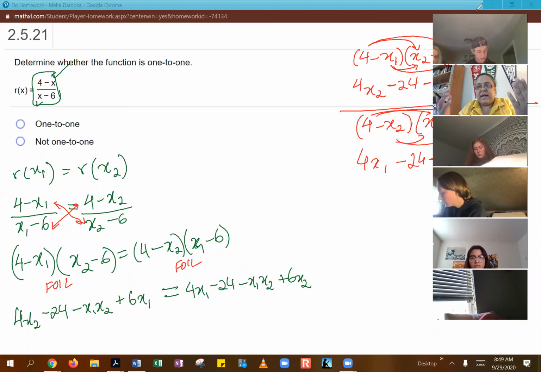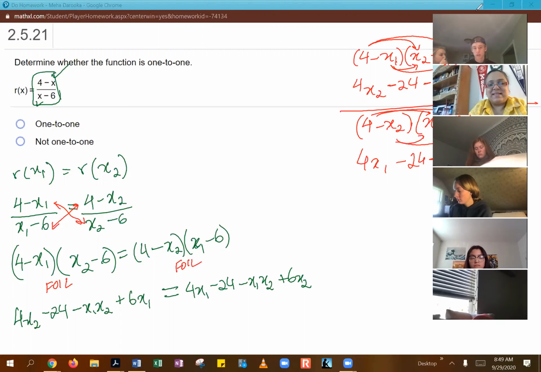So FOIL each side, and now what are you going to do? What do we need to do to simplify this further? Add like terms together. Yeah, very nice, Michelle. Exactly. We want to try and bring those like terms together.